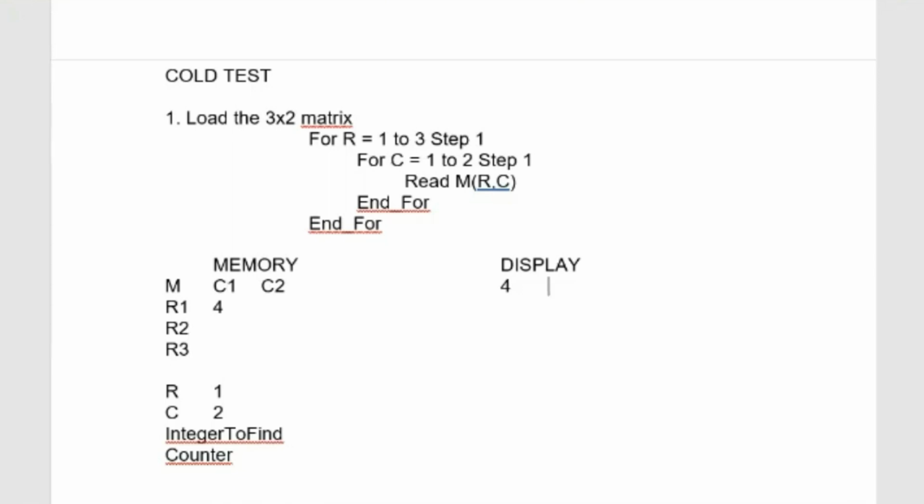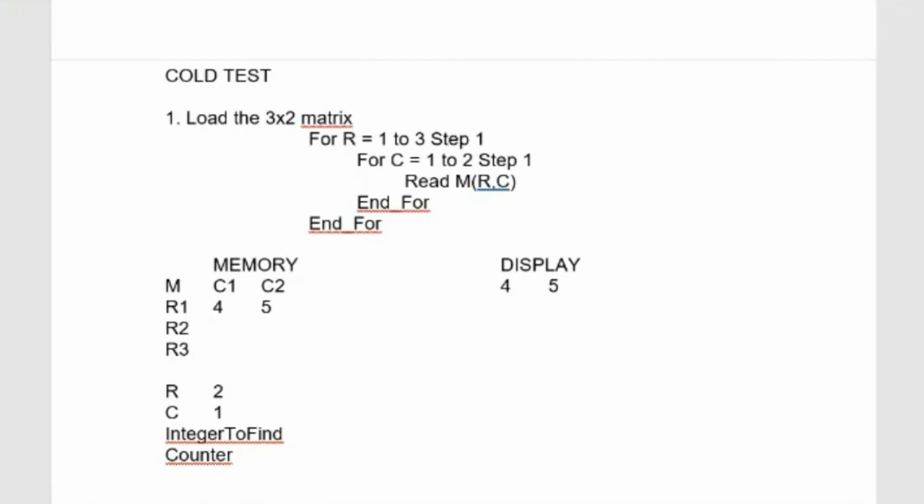Now let's see. Read a number and store it in matrix M, row R, column C. Suppose we receive number 5. This number 5 is coming here. Why? Because this is the row 1, column 2. And then, row increase in 1, column back to 1.